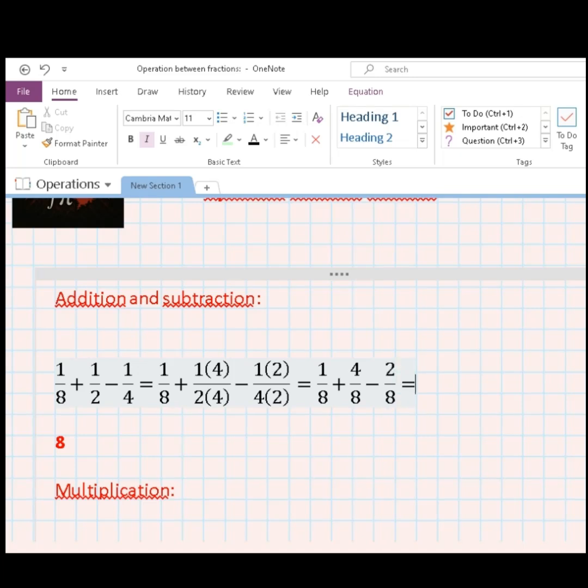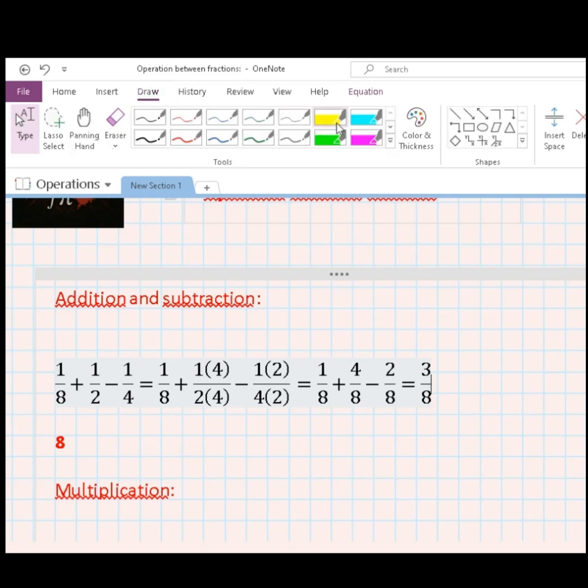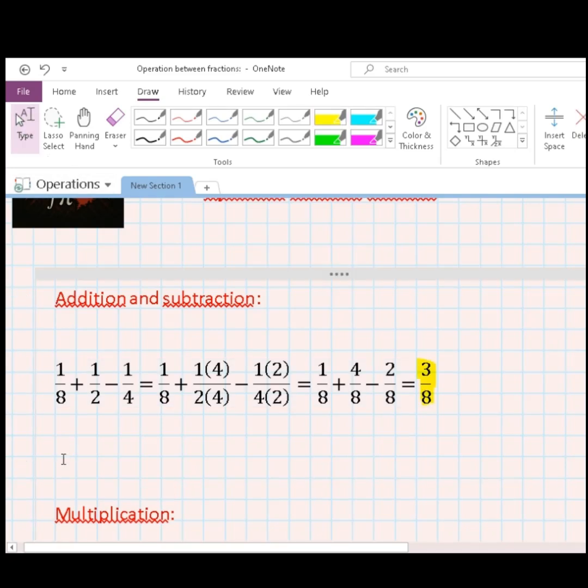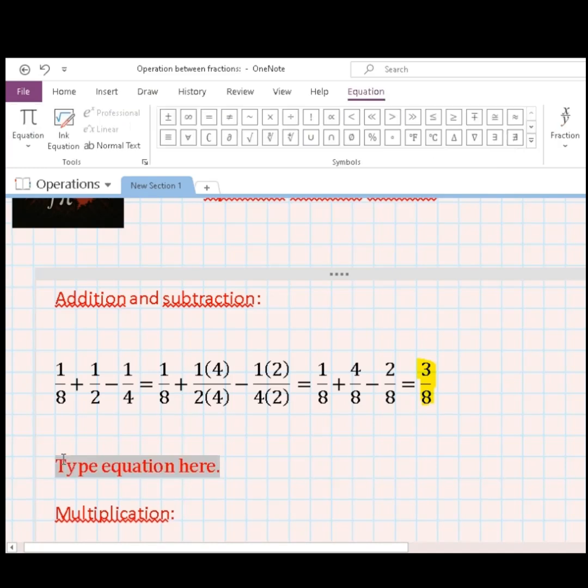As you can see here, we can do the operation with numerators. Why? Because 1 over 8 plus 4 over 8 and 2 over 8 are homogeneous fractions. And then it implies 1 plus 4 equal to 5. 5 minus 2, it's 3. 3 over 8. And then 3 over 8 is our answer of this operation. Okay, excellent. Now I'm going to do another operation, another example.